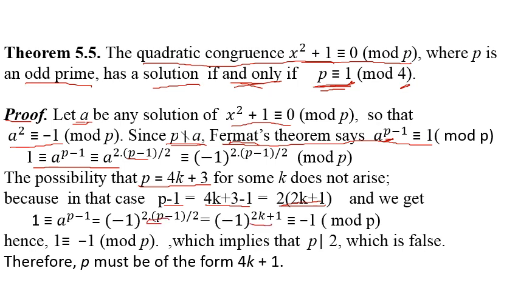So we will get 1 is congruent to minus 1. See, minus 1 power odd number is minus 1. 1 congruent to minus 1, which means P divides 2. Not possible. P is an odd prime. So this is not possible, which says that the number cannot be of the type 4k plus 3. So the only alternative is that the number should be of the type 4k plus 1.